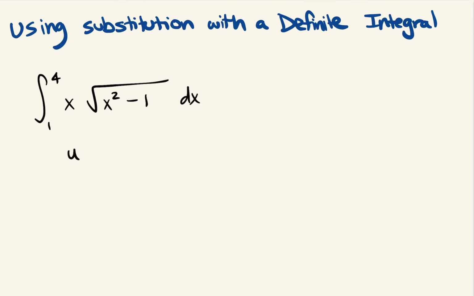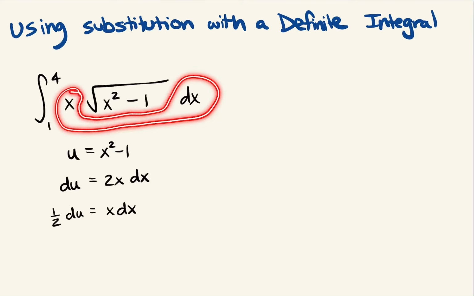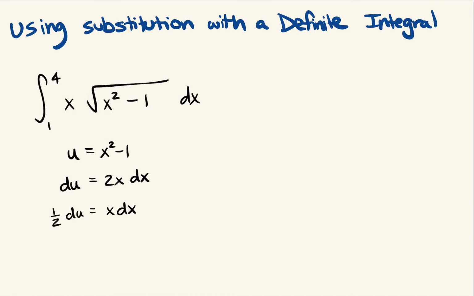So what I'm going to do is I'll make u equal to x squared minus 1, and then du is 2x dx. And now because I don't have 2x dx, I have x dx, I'll move this 2 to the other side. So I'll say, okay, 1/2 du is equal to x dx. So when I go to replace the x dx part, I'll replace it with 1/2 du. Okay, so when I integrate now, I get 1/2 and then square root of u du.